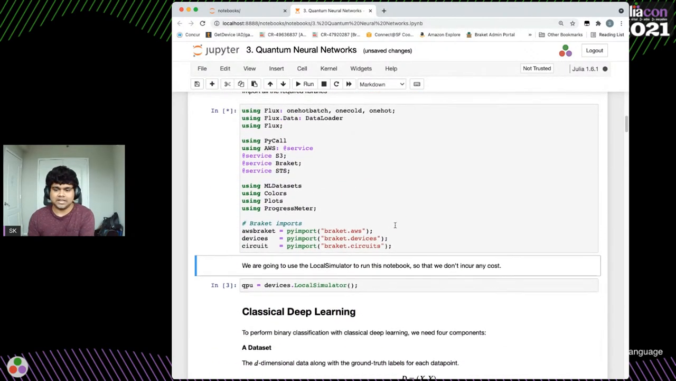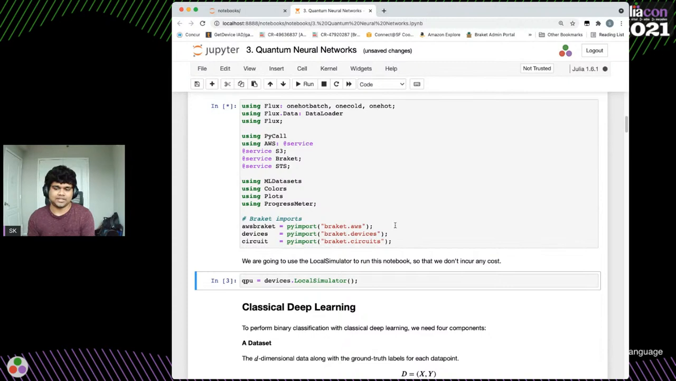Just like in Catherine's notebook, we're going to be using the local simulator here, but you can change this QPU to the ARN of the simulator or the managed simulator or the actual QPU that you want to run it on. And you can basically run this entire notebook either on the managed simulator or on an actual quantum computer, which is Rigetti and IonQ.